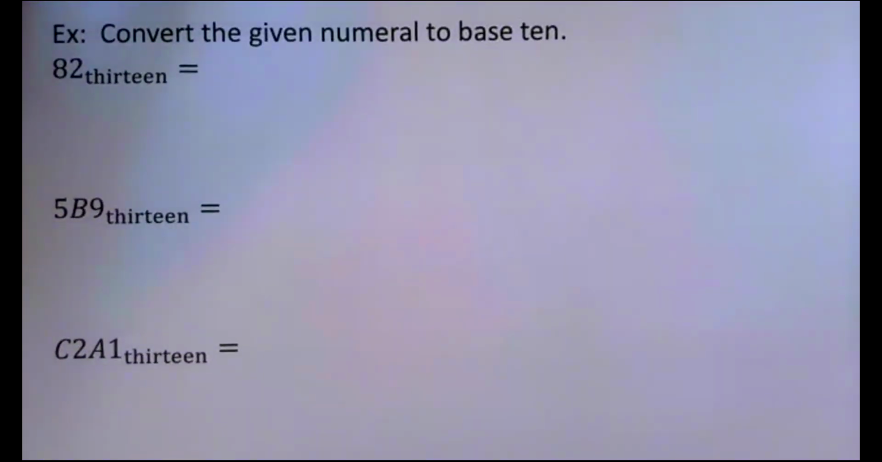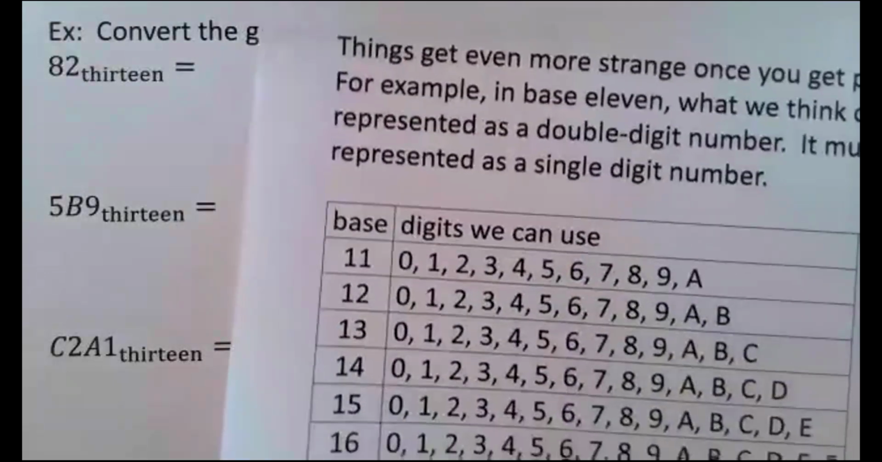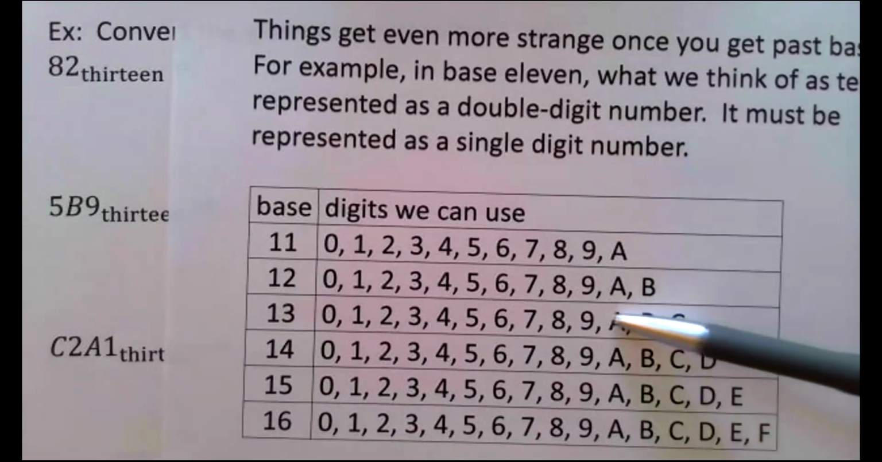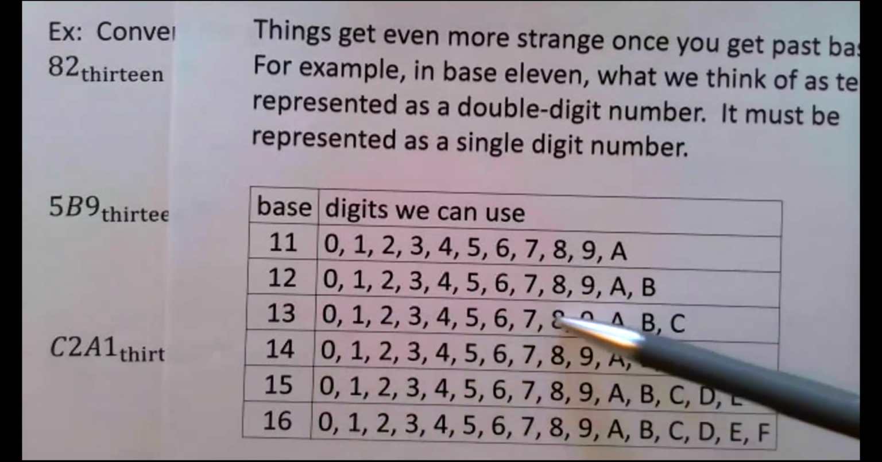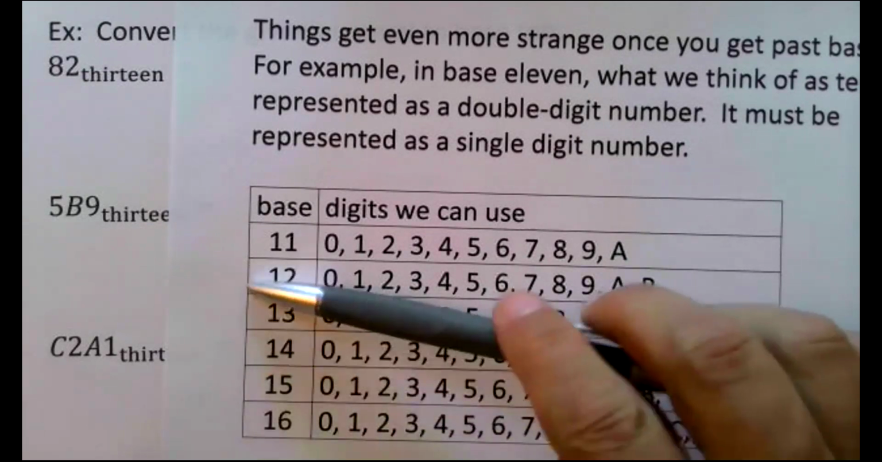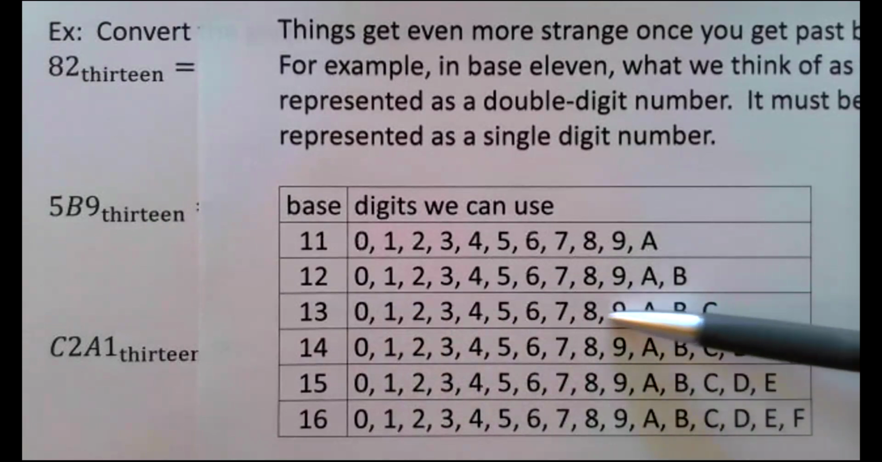Here are some base 13 examples. In base 13, all of your numbers will be made up of these digits. These are all the single-digit characters we are allowed to use in base 13. Remember, A is 10, B is 11, C is 12. A is always 10, and you go up from there. But if we're talking base 13, which we are on this page, these are the characters we are allowed to use right here.